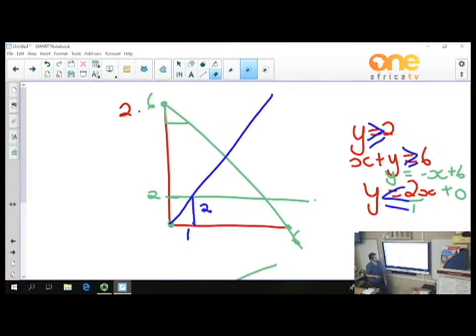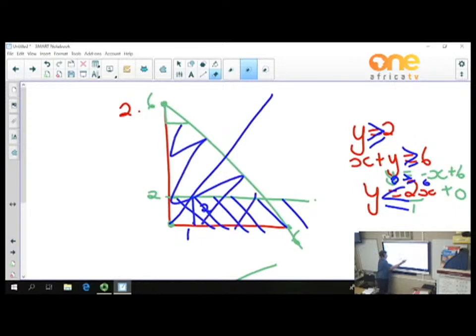So first we've drawn the lines. Now we need to shade unwanted regions. This is the wanted region, so I'm shading here. If we test this one, is 0 more than or equal to 6? No, that's false, isn't it? So that means for this line, 0, 0 is in the unwanted region. So I'm going to shade here.